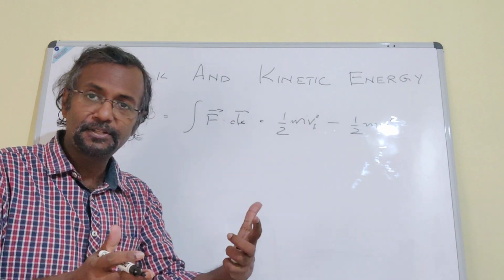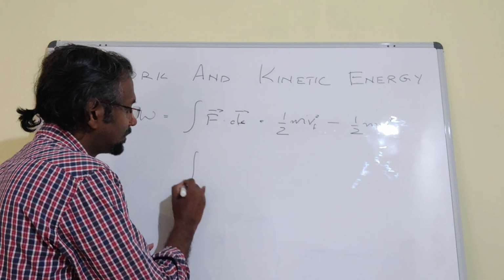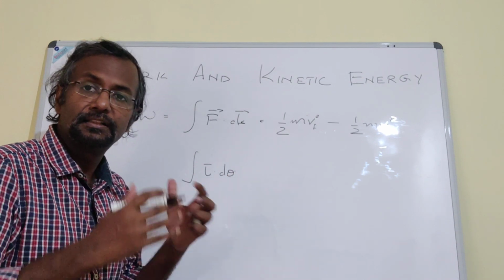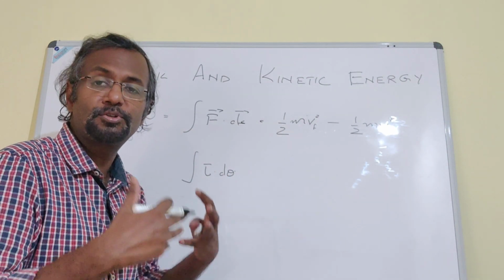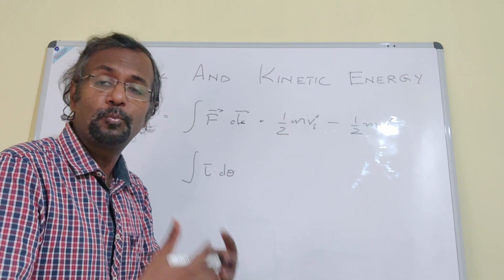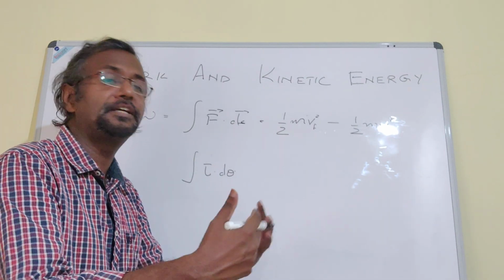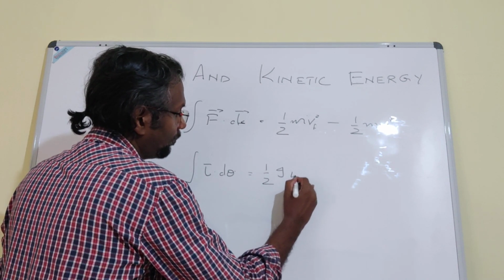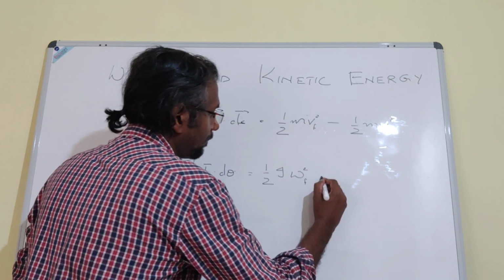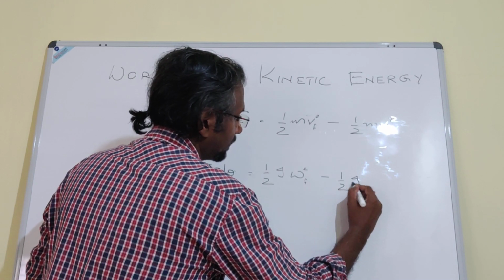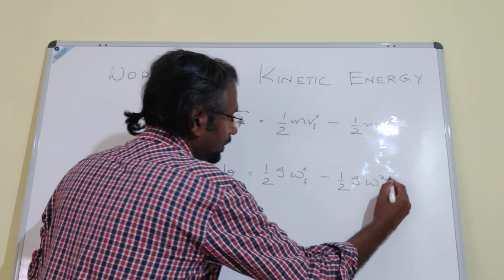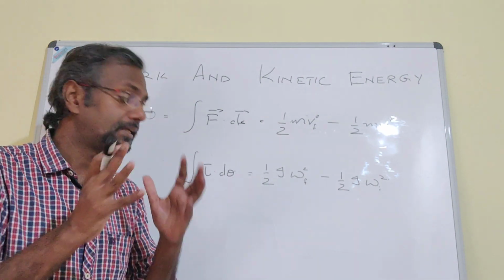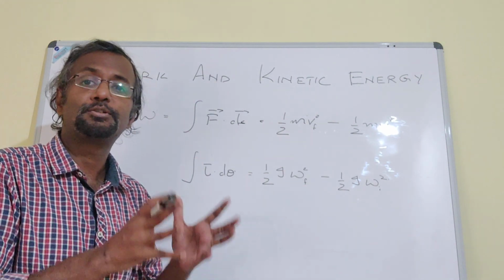The same theorem applies here. The work that we do in rotational motion is the integral of tau dot d theta. This creates a transfer of energy, which is the change in rotational kinetic energy, which would be half I omega final squared minus half I omega initial squared. Hence, we see how the concepts of work and kinetic energy are applied to rotational motion.